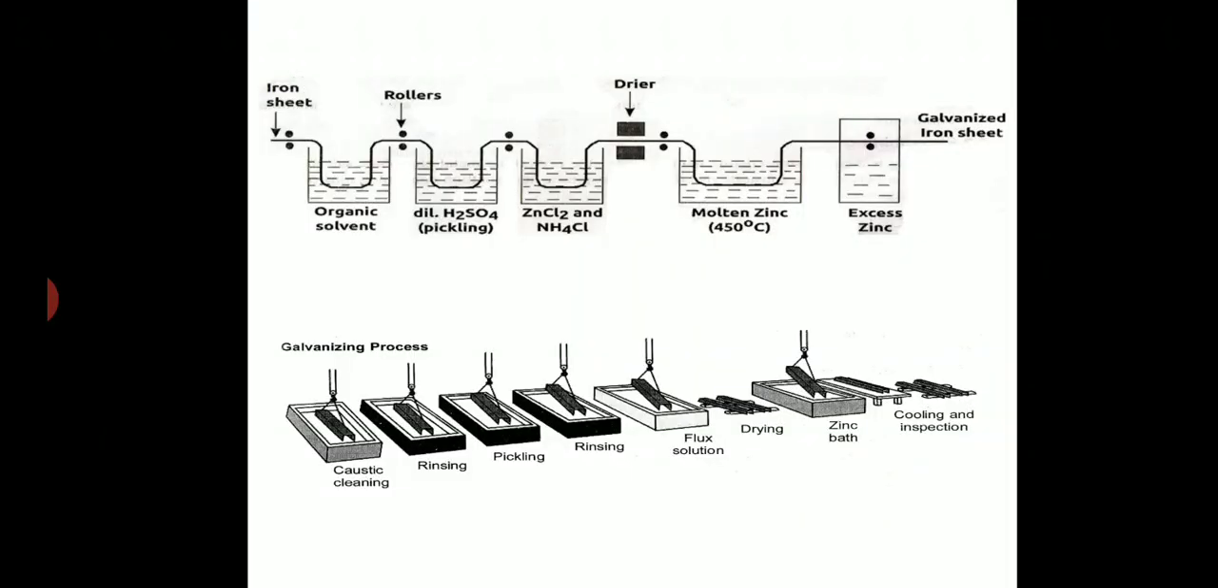So let us observe the outline of the diagrams. Here two outlines of diagrams are there. First is the general galvanizing process. Here the iron sheet is first introduced into organic solvents, then it is passed through rollers. After that, pickling is done. Once again it is passed through rollers. Then zinc chloride, ammonium chloride flux. Then it is dried, and then introduced into molten zinc. Then excess zinc is rolled off, and we get the galvanized iron sheet.